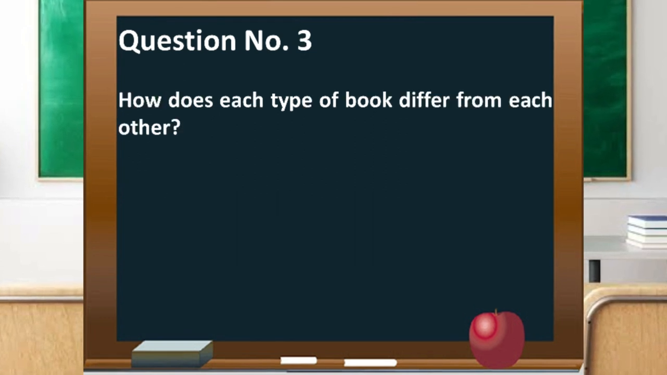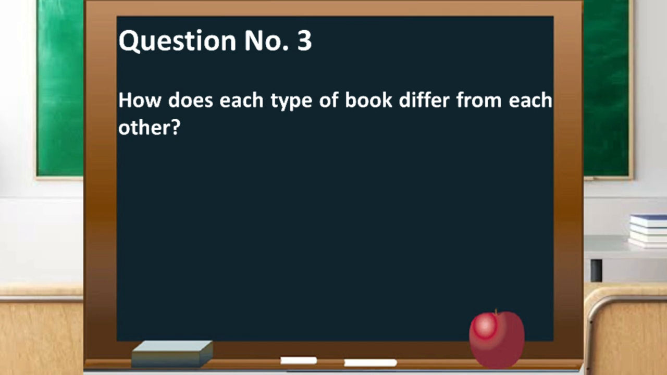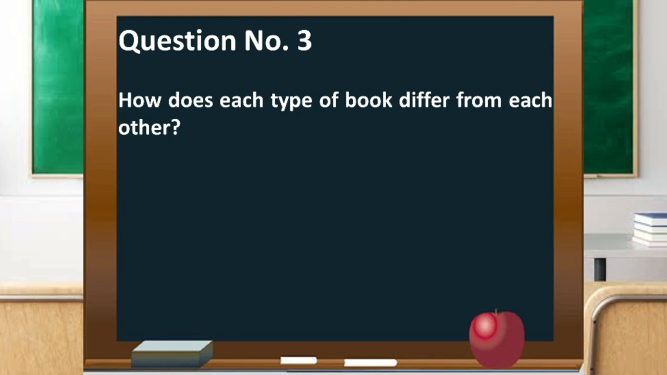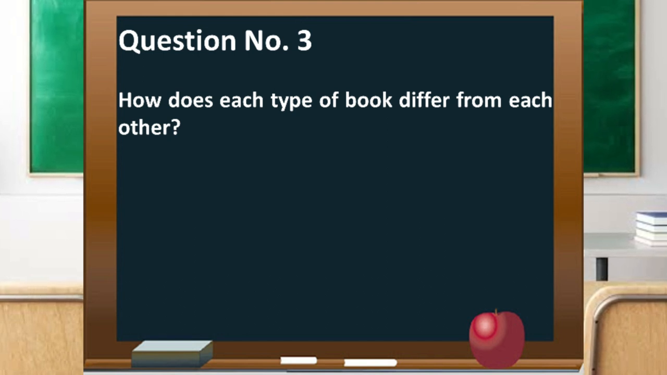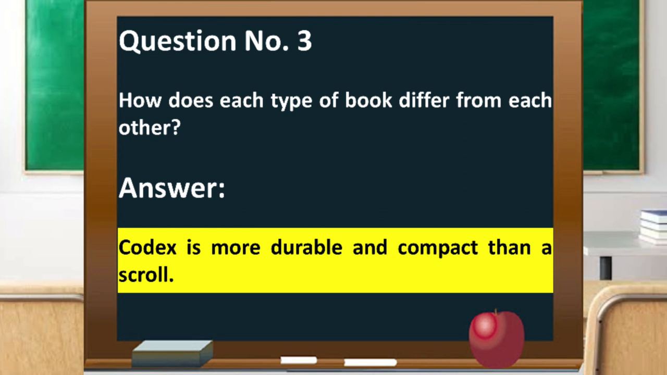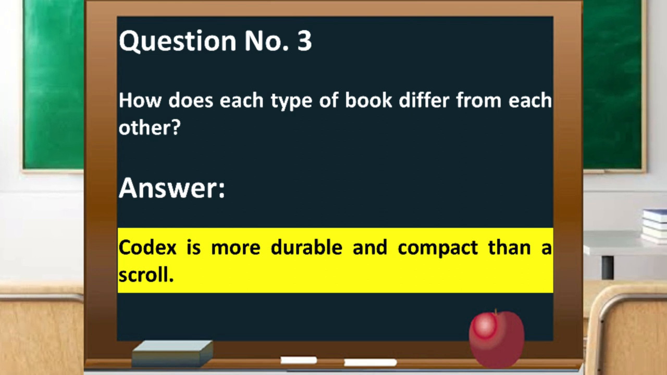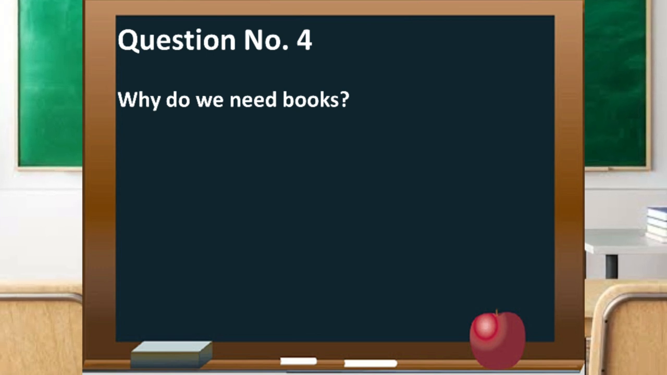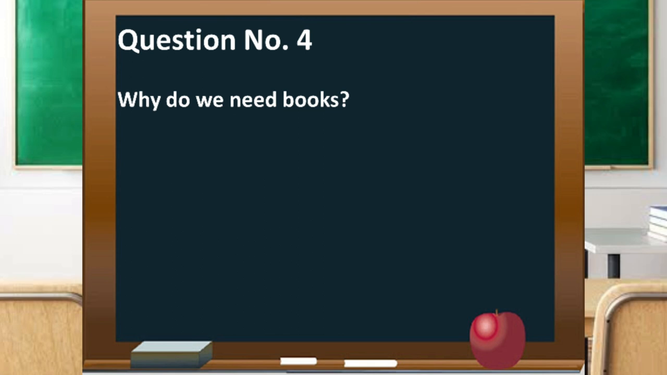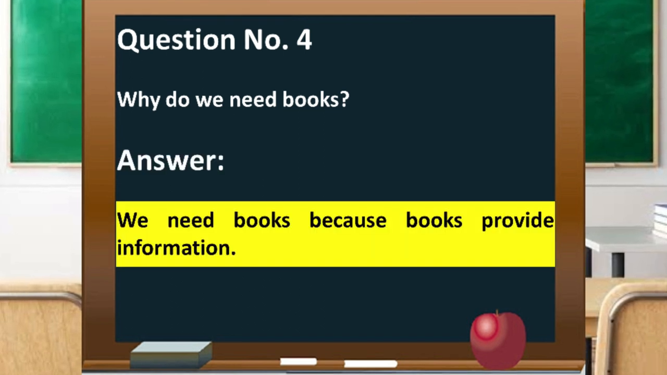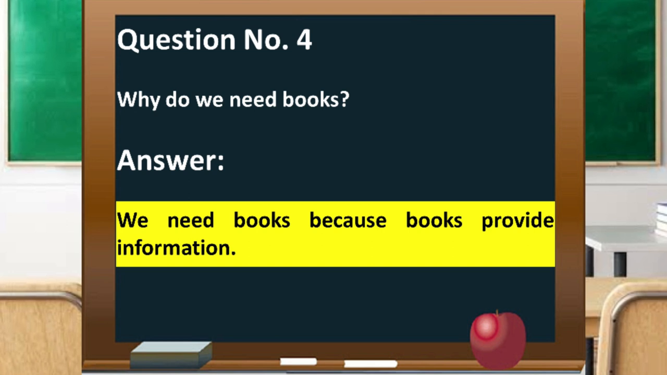Number 3. How does each type of book differ from each other? Codex is more durable and compact than a scroll. Number 4. Why do we need books? We need books because books provide information.